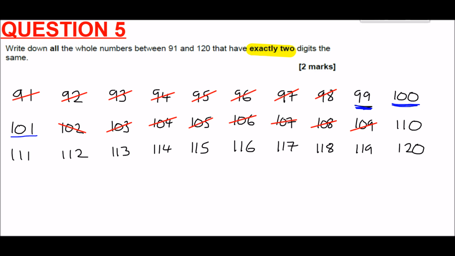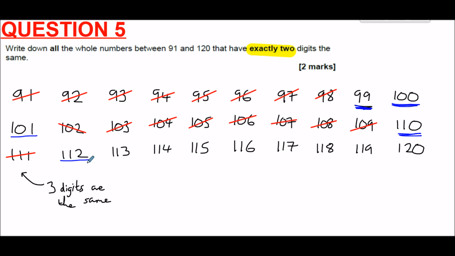But then we get back to 110, and that does have 2 digits which are the same. Now 111, this is where a lot of mistakes are made. 111 doesn't have exactly 2 digits the same. This one here has 3 digits which are the same. So that one doesn't qualify. It doesn't have exactly 2 digits that are the same, it has 3 digits. And so for that reason we can't have that one included.